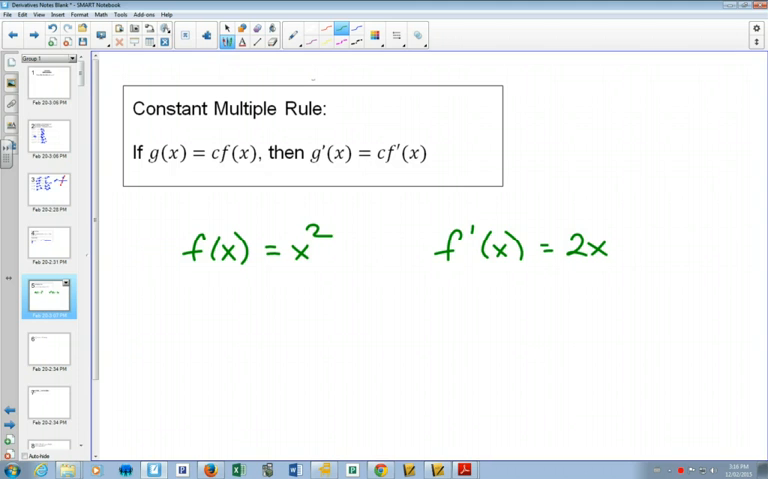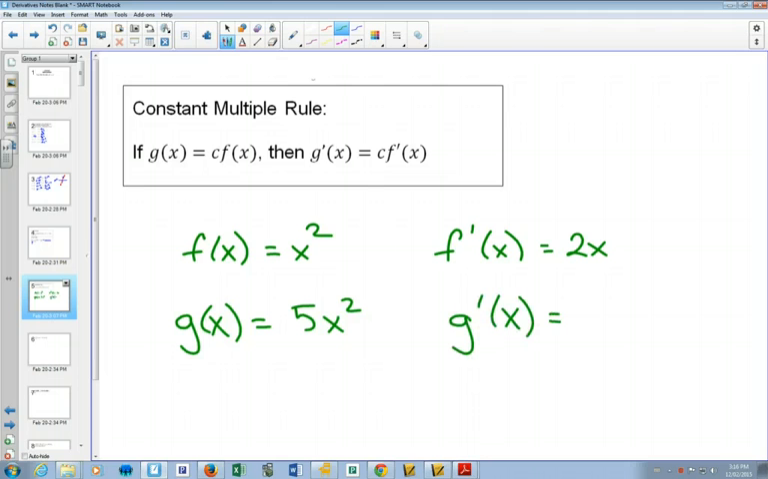All this rule is saying is that if g of x was 5x squared, you won't even add this extra step because you will automatically bring the 2 out in front, hit the 5, and write 10. But if you wanted to, you could say g prime of x right here would be the constant 5 times the derivative, which just makes it 10x anyways.